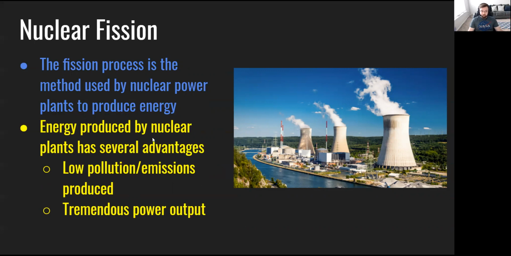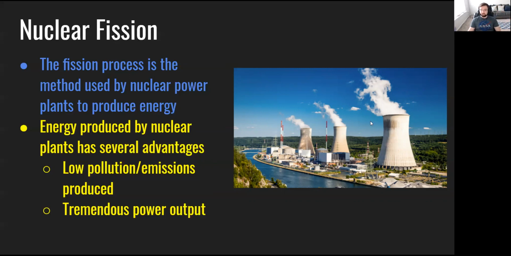Now, the energy produced by nuclear plants does have several advantages. It has relatively low pollution and emissions produced. So compared to coal plants and natural gas, the pollution produced by nuclear plants is really negligible. When you see these pictures of nuclear plants, it looks like they're giving off a lot of smoke. This is actually water vapor. These are cooling towers, and this is just water vapor coming out of those towers. This isn't smoke, it's not billowing pollutants in the air. This is actually better for the environment than a coal plant that's billowing out chimneys of black smoke.